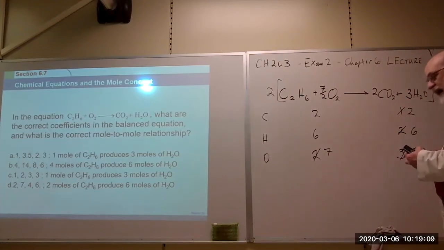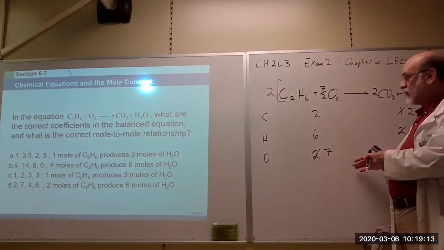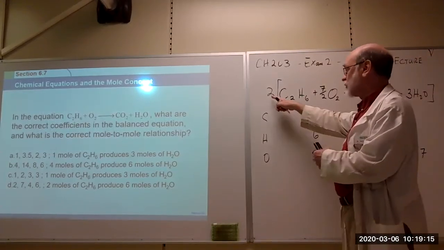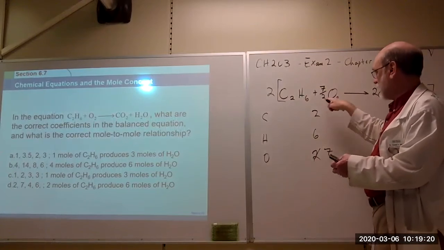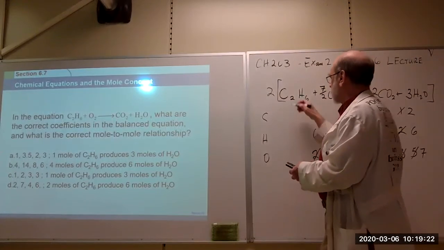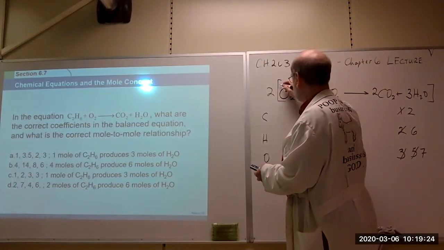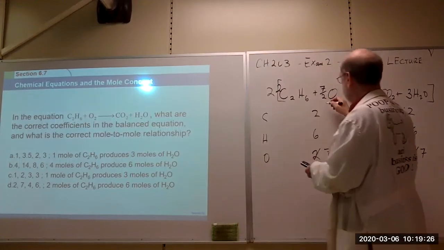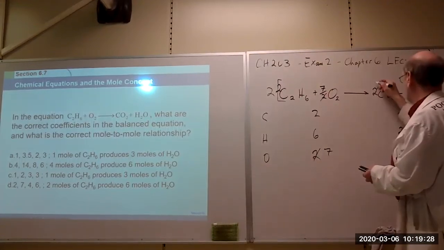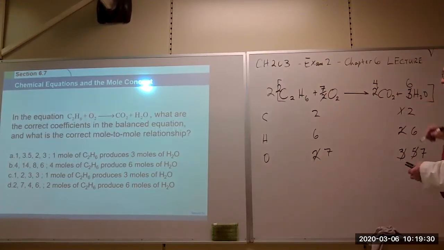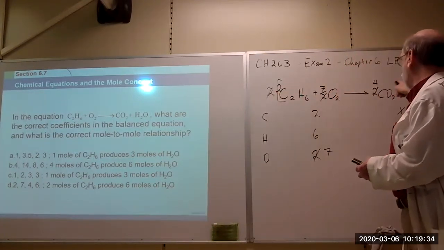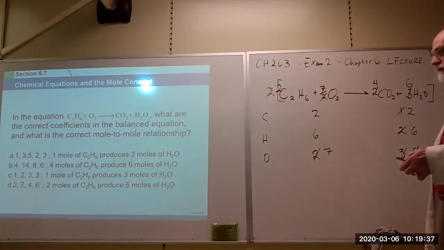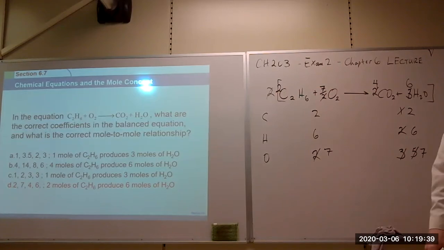We're balanced, but we want to get rid of a fraction. And the ratio will not change as long as you multiply the entire thing through by the denominator. So that gives us 2 here, 2 there. That gives us 7 there, 4 here, and 6 there. So the coefficients are 2, 7, 4, and 6. Okay?